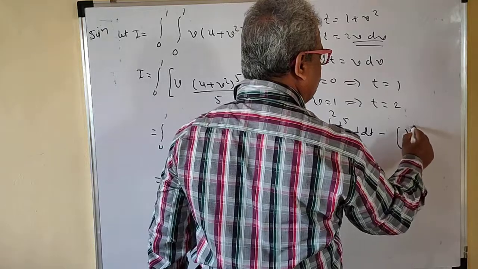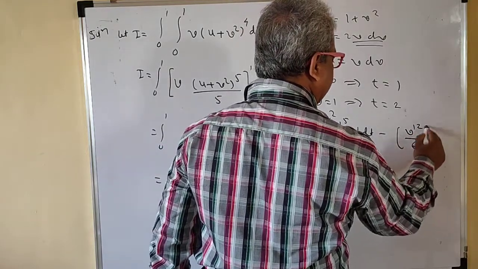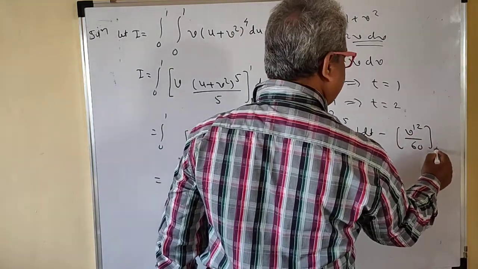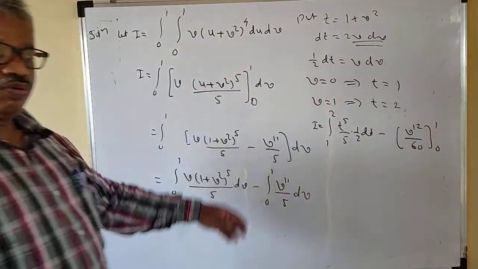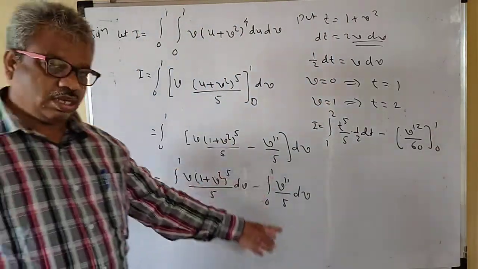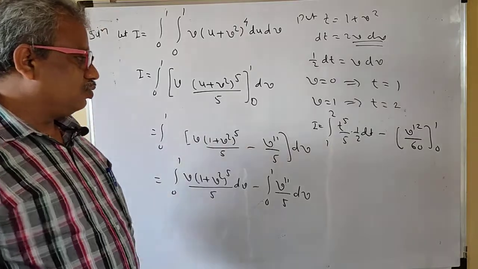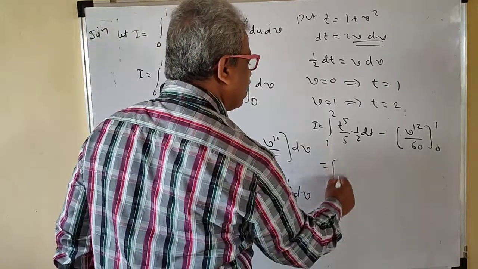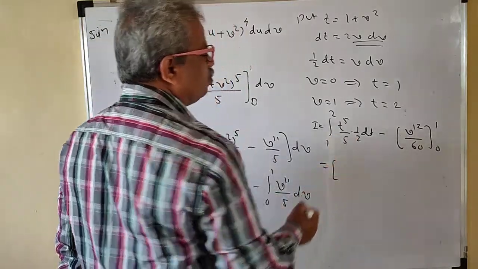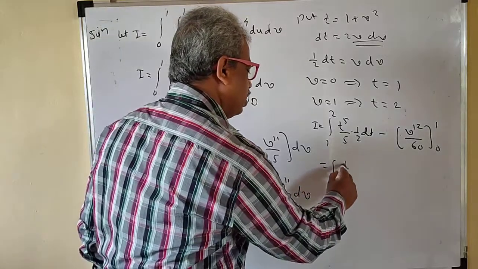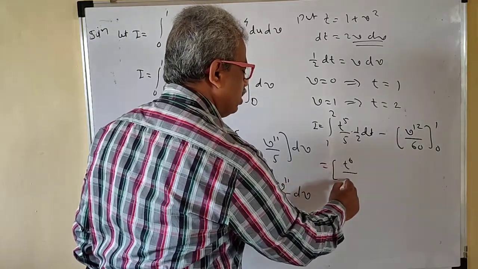This is what v to the power 12 upon 16. This is what, 0 to 1. Here, no need to change the limit, because here this is the independent. Okay. So now we will integrate this. So this is what? T raised to 6 upon 16.